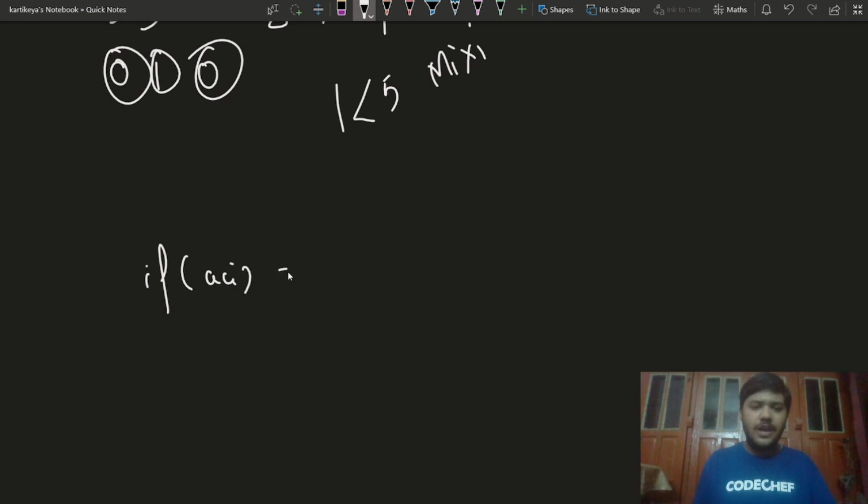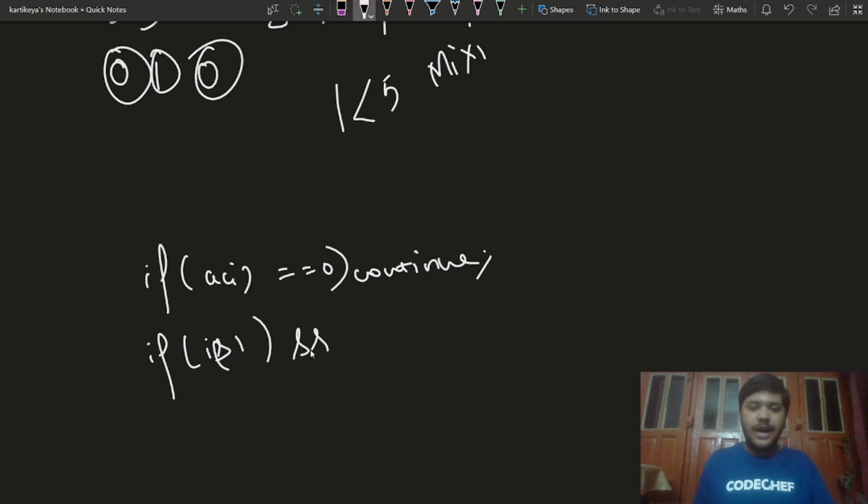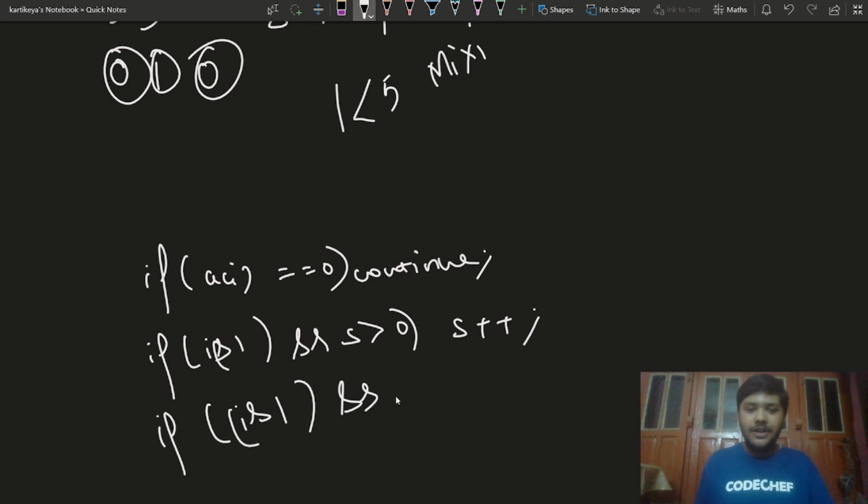So we simply have to iterate from i equal to 1 till n and check if a of i is equal to 0. We would simply continue, because whether you assign a positive or negative, it won't have any impact. And if it is Vanja's chance, i is odd, and s is greater than 0, increment s. If it is Vanja's chance and s is less than 0, decrement it.